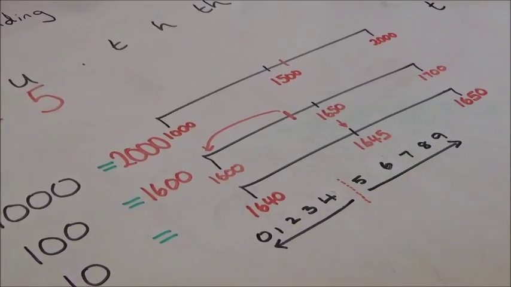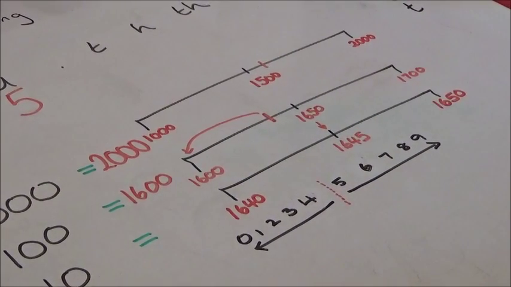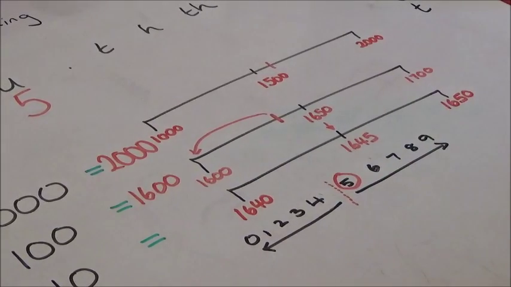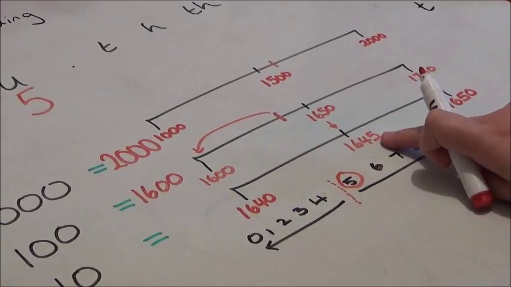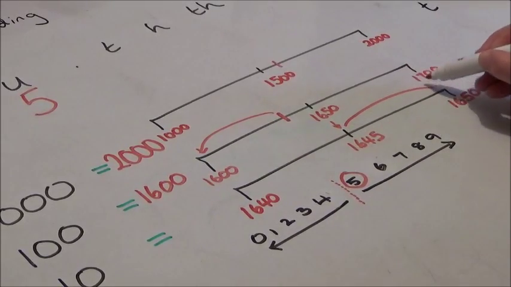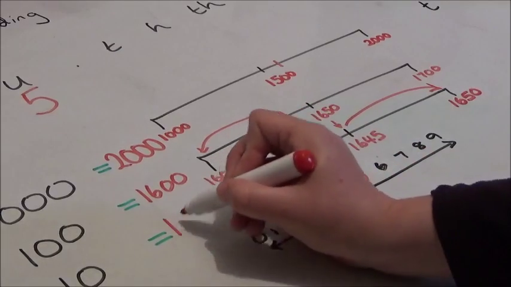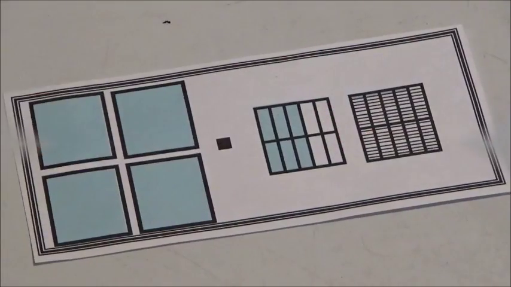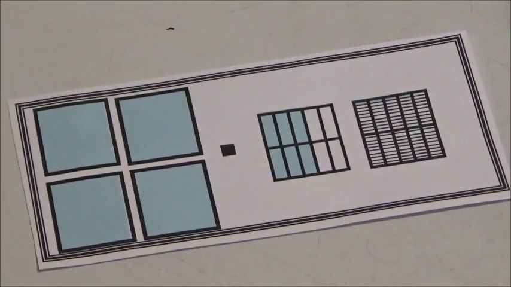Now, you could argue they're just as close to each other, but actually the rule goes that when there's a 5 that we're looking at, we're going to be rounding automatically up. So we would say that it's closest to 1,650.